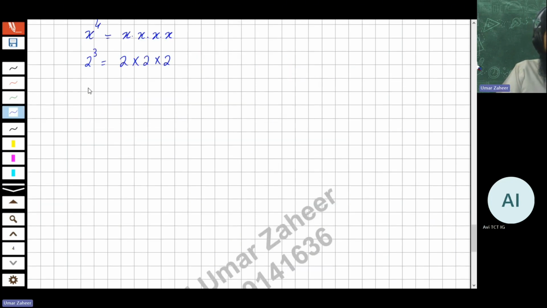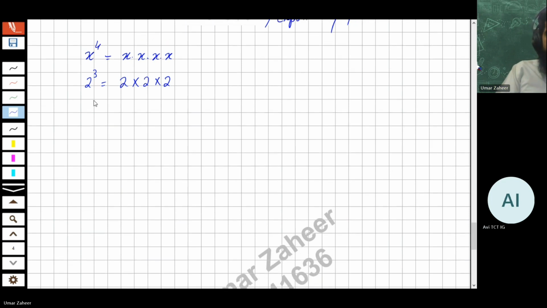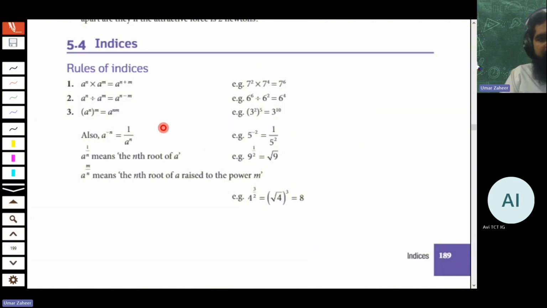And for example, if the power is negative, so first of all, you have to take the number into the denominator. When you are moving the number from numerator to denominator or denominator to numerator, the sign of the power will be changed. If it is negative, it will become positive. And now you have to solve it. You will get 2 multiplied by 2 multiplied by 2. Now there are some rules given.